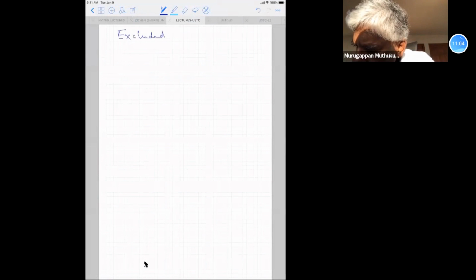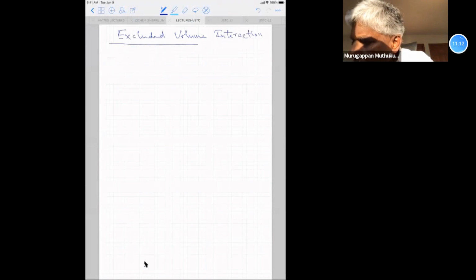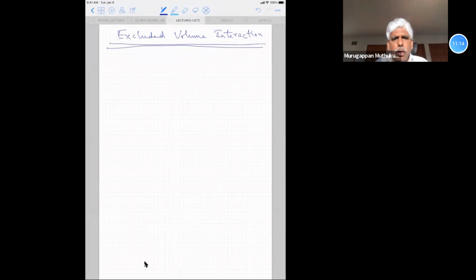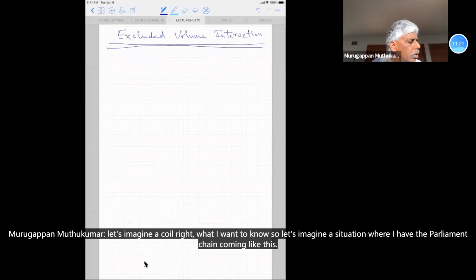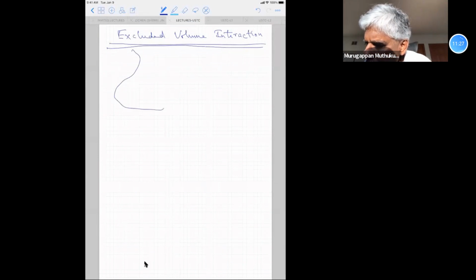Excluded volume interaction. So let's imagine a coil. What I want to know is, let's imagine a situation where I have a polymer chain coming like this.